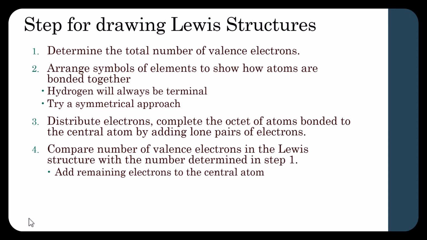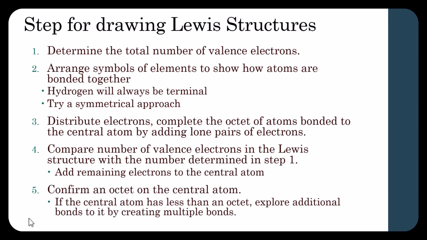And then step number 4 is very important. Compare the number of valence electrons in the Lewis structure to the number determined in step 1. That'll be important. Mistakes happen. Sometimes you lose track of the dots. So taking a second to go back and just make sure that you have the same number of electrons that you're supposed to have is very important.